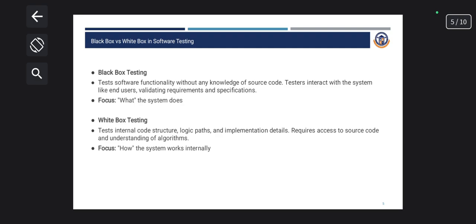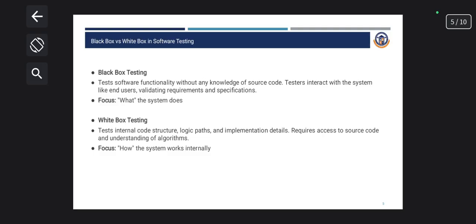In white box testing, testers examine internal code structure, logic paths, and algorithms. So they need access to the source code and understand how everything works. The focus here is how the system works internally. So in simple words, black box equals behavior, what it does; white box equals structure, how it works. Using both perspectives gives a complete understanding of any software system.